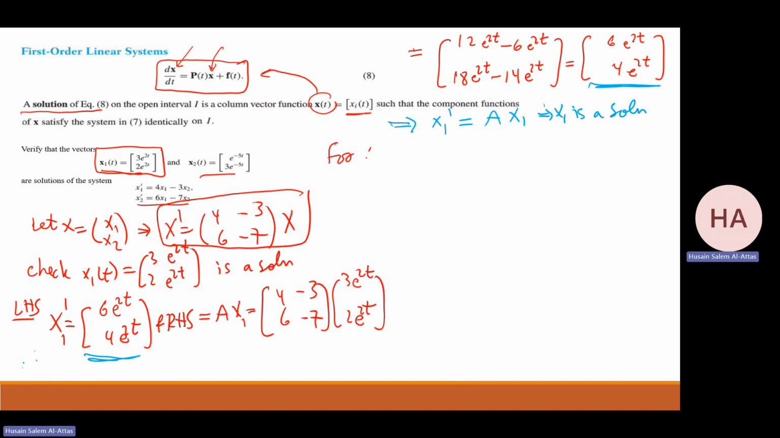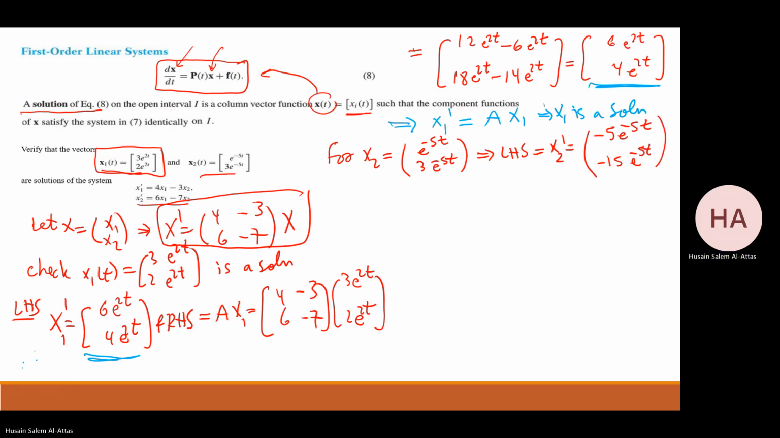Now for x2. x2 is what? e to the minus 5t, 3e^(minus 5t). I need to find the left-hand side, which is x2 prime. That will be what? Minus 5e^(minus 5t), minus 15e^(minus 5t). Okay. Right-hand side, that will be what? A x2. A is 4, minus 3, 6, minus 7 times x2.